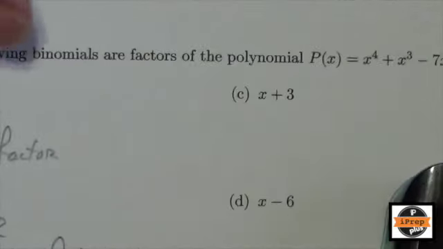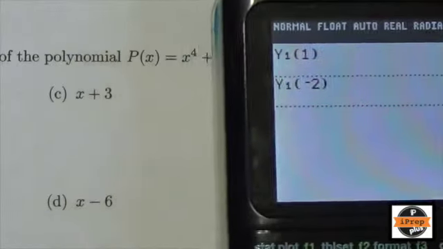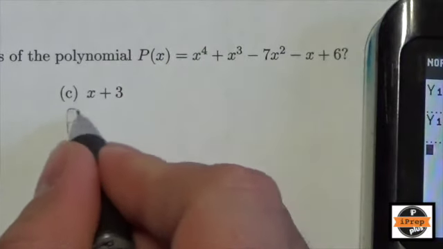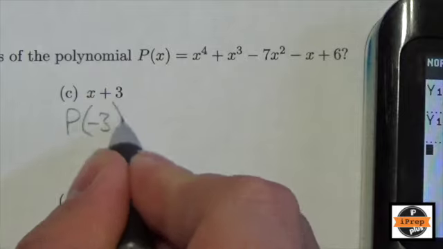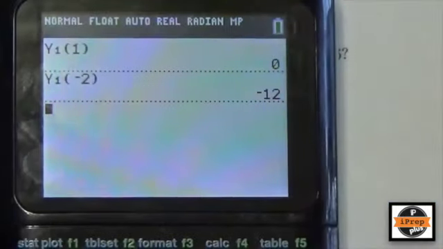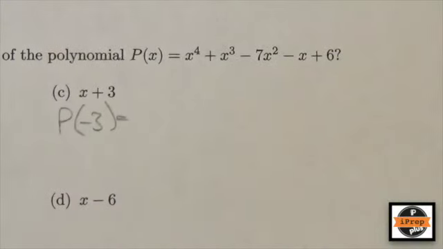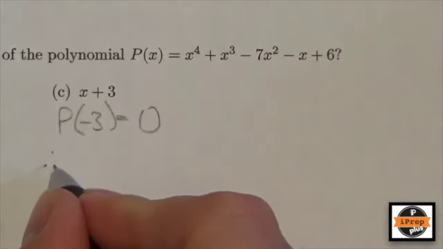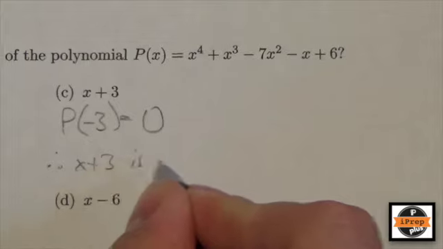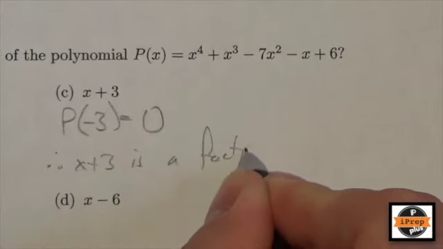Now, the next one. x plus 3. What value of x would make this equal to 0? Negative 3. So let's plug that in. I'm going to go back up, press enter, and change that negative 2 to a negative 3. This time I get 0. And so I know, therefore, that x plus 3 is a factor.